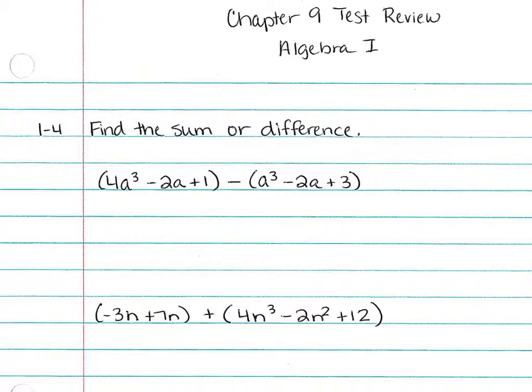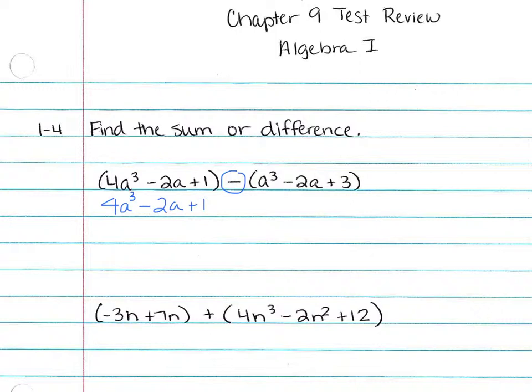For questions 1 through 4, you are to find the sum or the difference. The first question is a difference because we have the subtraction sign. So when you're writing this out, the first one's going to stay the same: 4a cubed minus 2a plus 1.